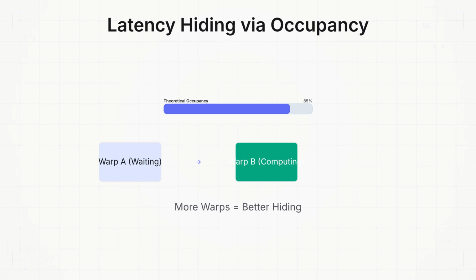But there's a catch. Every thread uses registers and shared memory. If your kernel uses too many registers, the GPU can't fit as many warps on the hardware. Your occupancy drops, and suddenly you have no backup workers to hide the latency. The ghost returns. Balancing register pressure against thread count is the delicate dance of CUDA optimization.